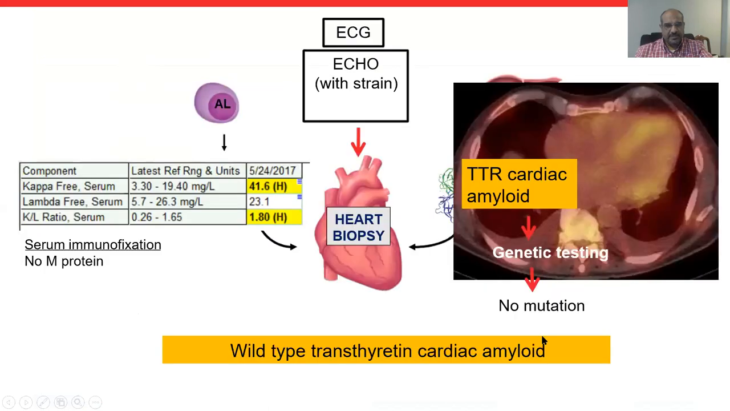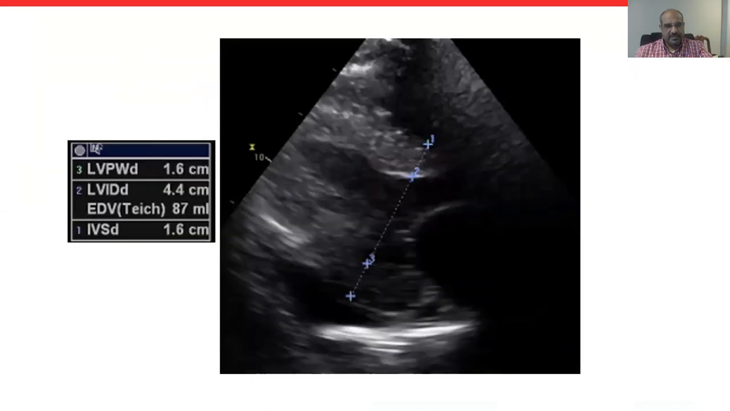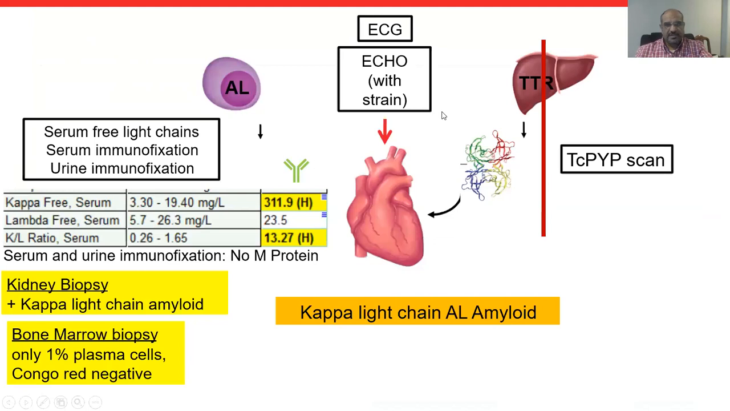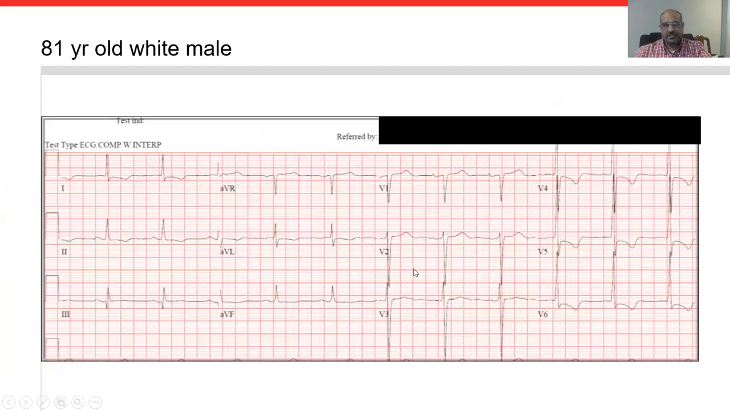Let us get back to this case, because it looks like I was confused about it. So again, in this case the ratio was high, it was 13. So the serum and urine, and there was no M protein. Kidney biopsy, kappa light chain amyloid. Sorry, the kidney biopsy was positive for kappa light chain amyloid. So this was proved as kappa light chain amyloid, despite the bone marrow biopsy being negative. So this case again was kappa light chain amyloid.